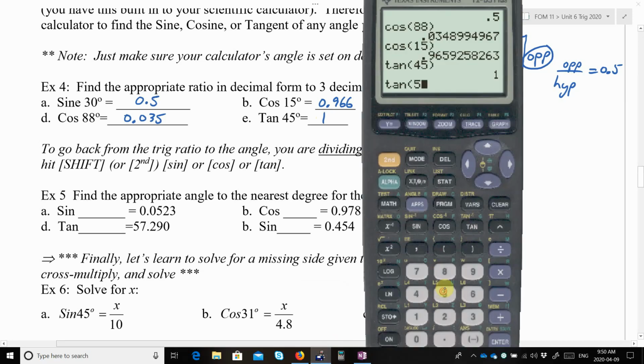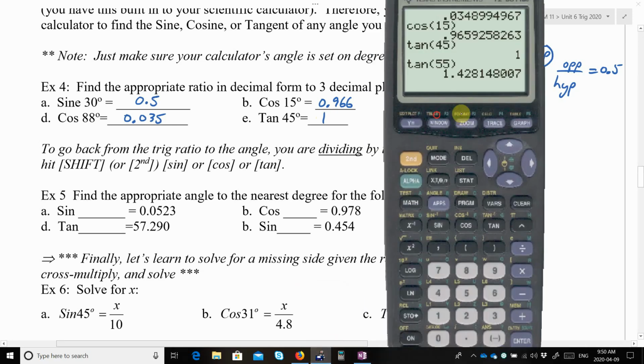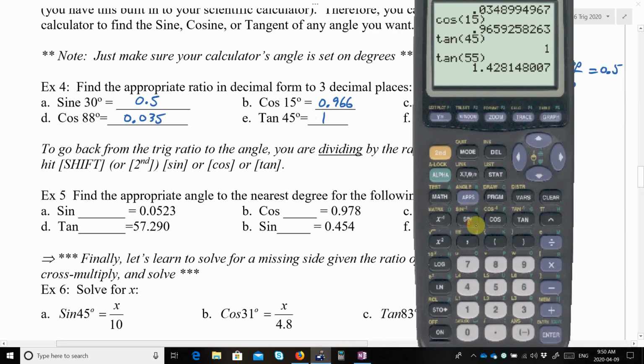How about tan 55? 1.428. The last one there is sine 75 degrees. 0.966.